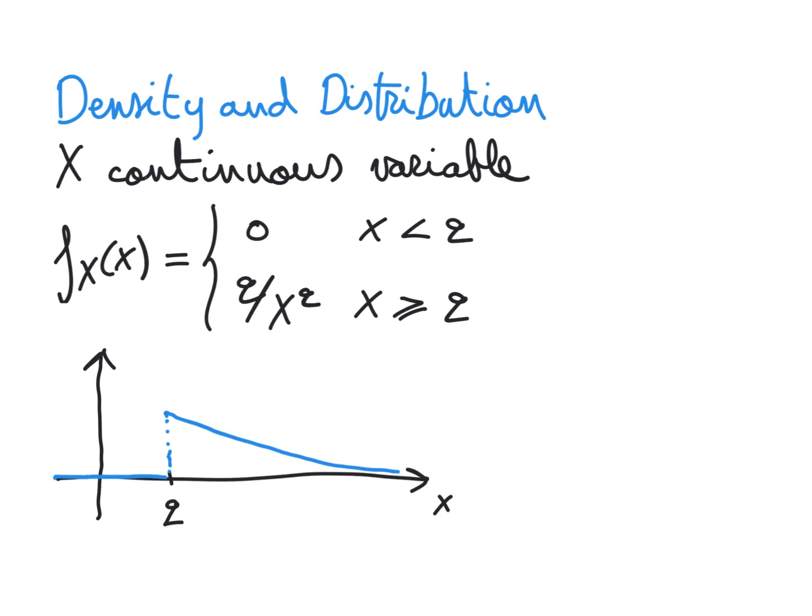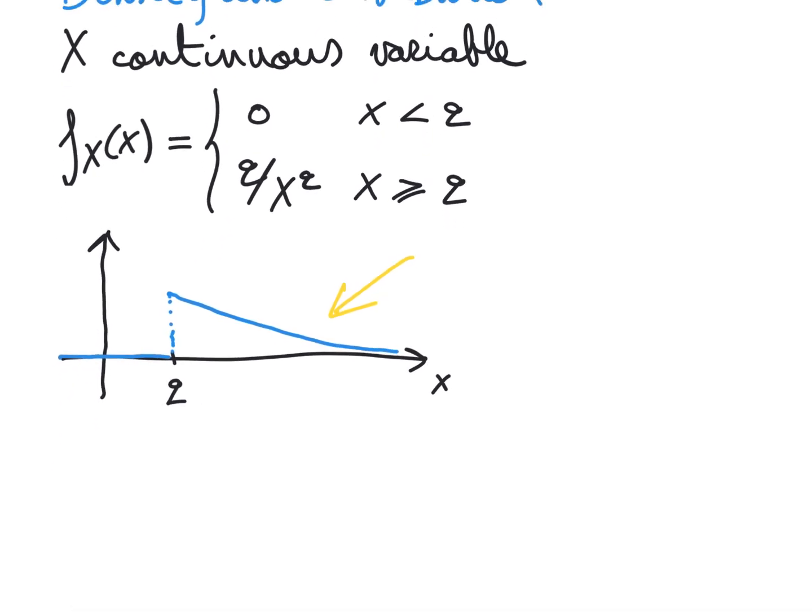We have a continuous variable with probability density function f of x. For all x's less than 2, this function is equal to 0, and for all x's greater than 2, this function is equal to 2 over x squared. And here you can see what this graph looks like. Let's take a look at the first probability to compute. Let's say that we want to compute the probability that x is between 3 and 5.